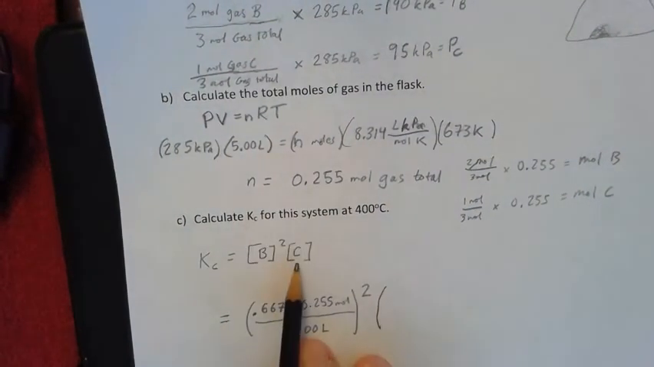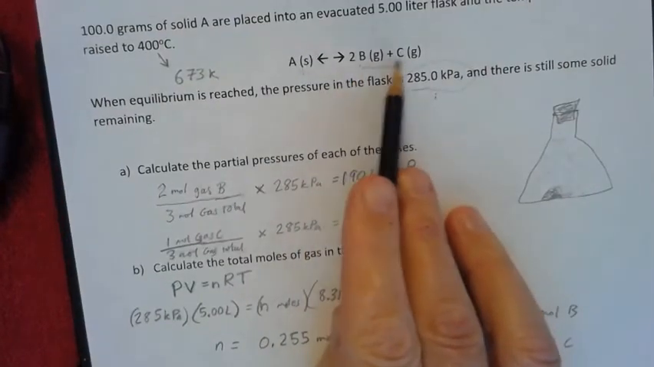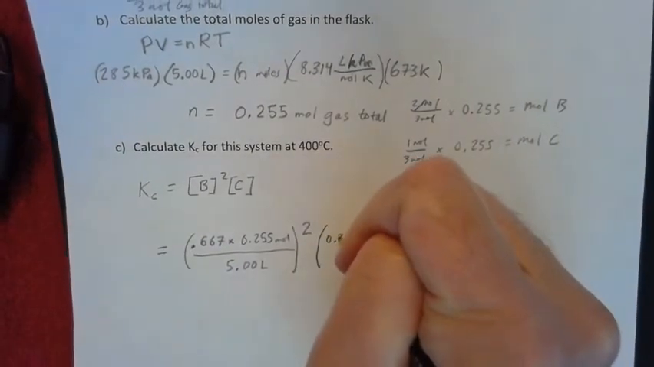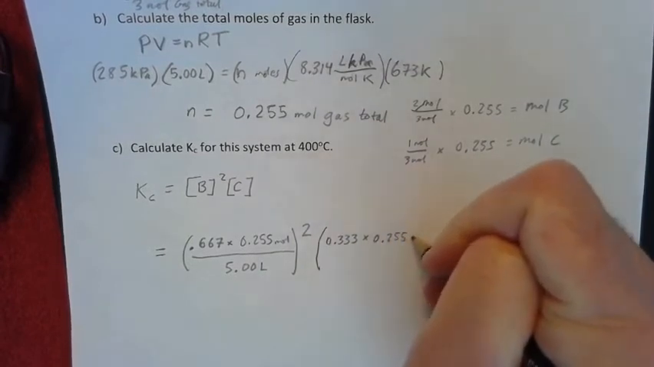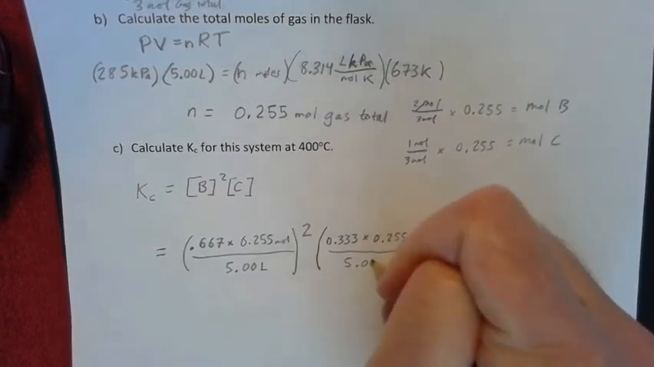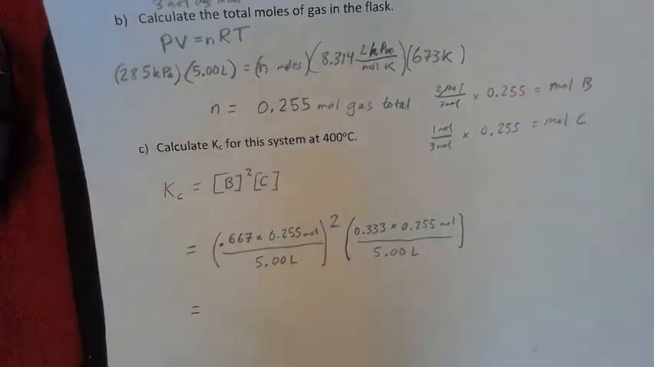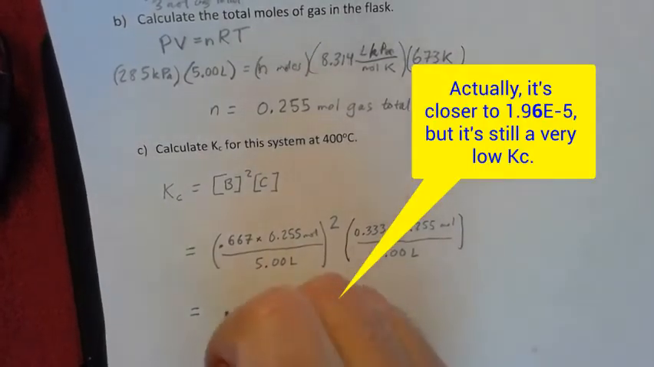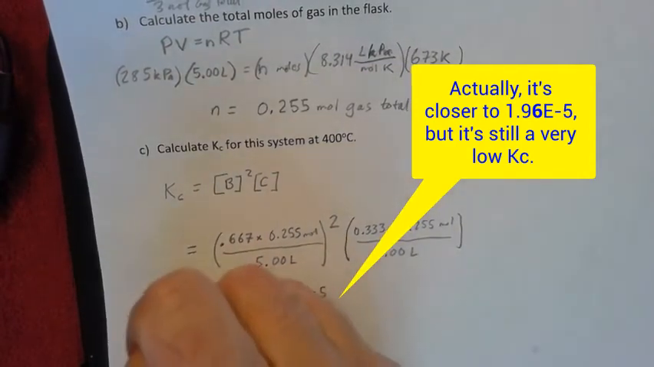And then we're going to take the concentration of C. We know that 1/3 of that gas, because of this 2-to-1 ratio, is gas C. So 0.255 moles. And again, that is in a 5-liter flask. That has not changed. And that is not squared. Right? And we're going to multiply this all together to get K sub C. And we get 1.91 times 10 to the minus 5 as K sub C.